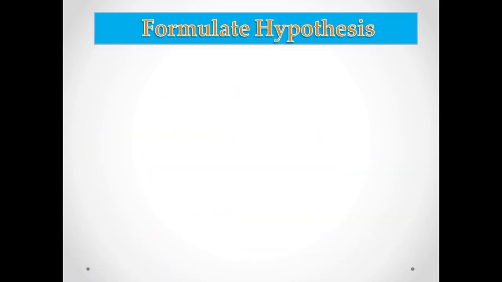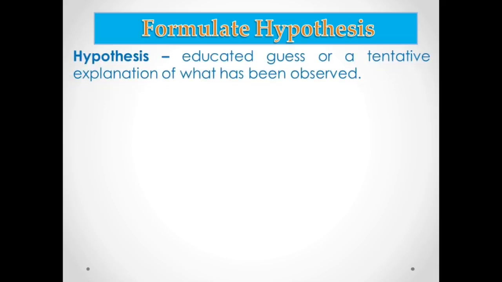Then after you make an observation, you formulate a hypothesis, or you propose a scientific hypothesis. A scientific hypothesis is actually a possible, testable explanation of the data. Some would say that a hypothesis is what we call an educated guess or a tentative explanation of what has been observed. It is tentative. It's not yet proven. That is what we call the hypothesis.